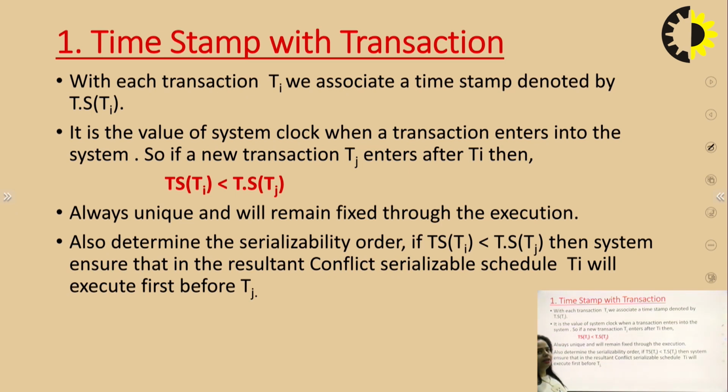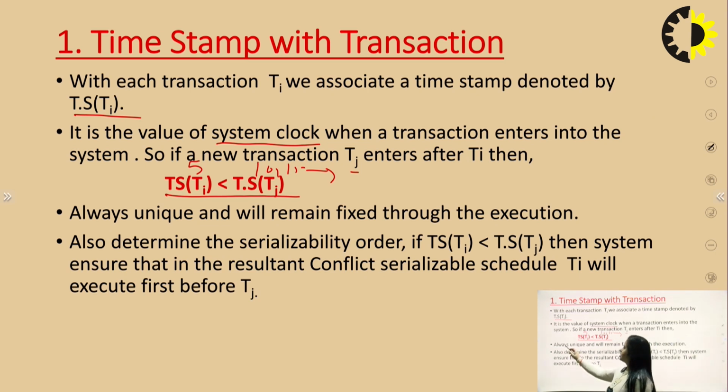With each transaction Ti, we associate a timestamp denoted by TS of Ti. Now, where is this value coming from? It is the value of the system clock, date plus time, when a transaction enters the system. So if a new transaction Tj enters the system, then it must satisfy this condition. If Ti enters first, suppose it has timestamp 5. Then the transaction that comes after Ti has a greater timestamp than Ti. It will have 10, 15 and so on, but it should be greater than 5.